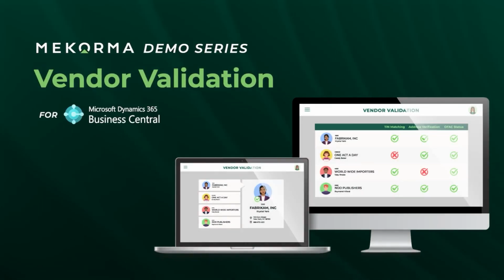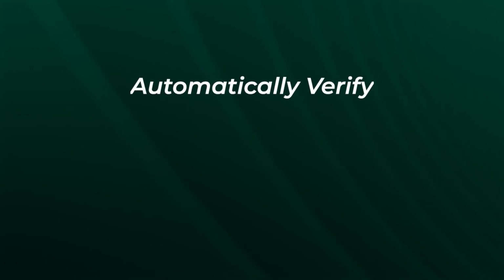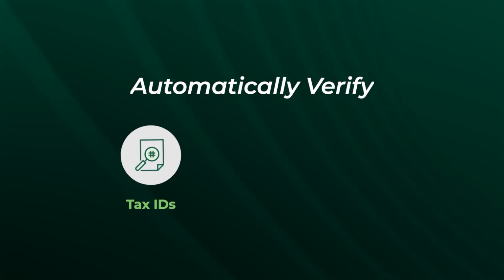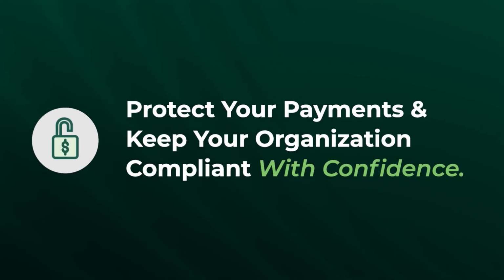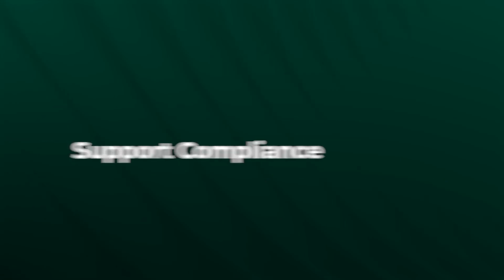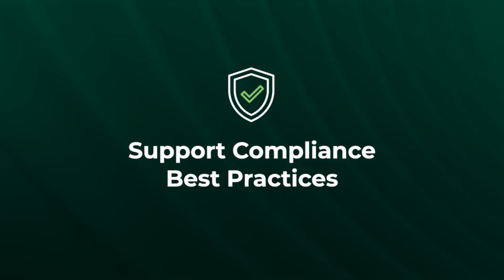Manual processes expose your business to risk, from compliance failures to costly fraud. Mekorma Vendor Validation safeguards your organization by automatically verifying tax IDs, addresses, and OFAC status to protect your payments and keep your organization compliant with confidence. In this demo, we'll show how Mekorma Vendor Validation supports compliance best practices.